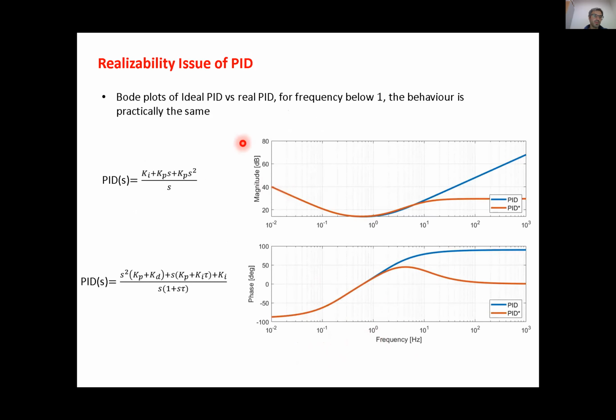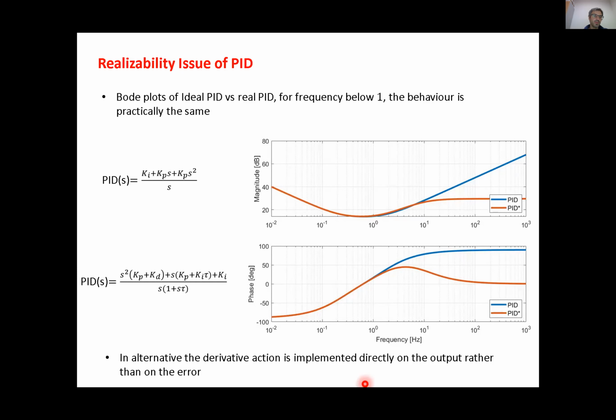And you can see the Bode plot of the PID controller. The ideal one is the blue one, and the one with the high frequency pole added at the derivative is this one, and this pole is whatever makes this change of slope. And you see that before 1 Hertz, the two Bode diagrams are the same.